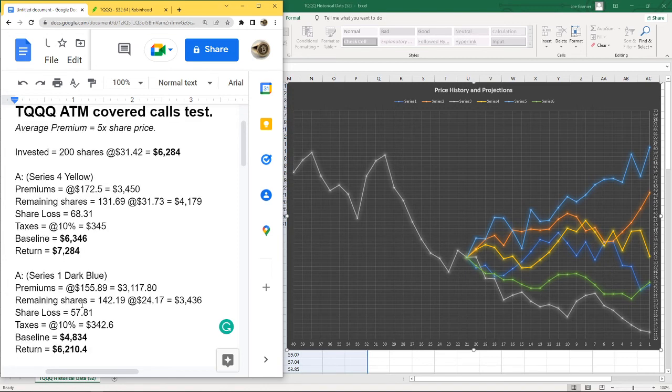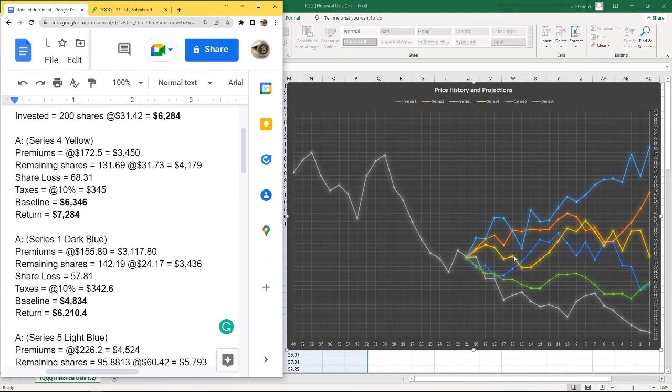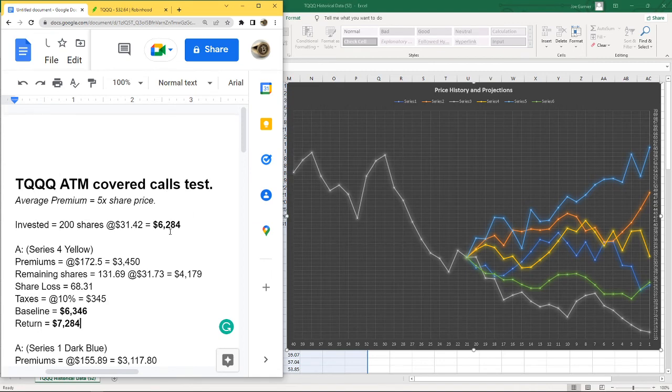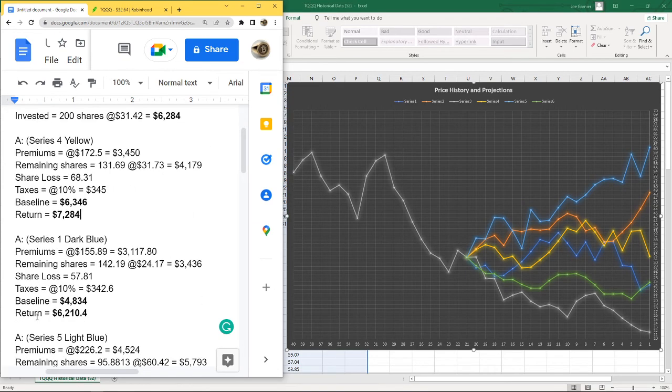So now let's take a look at series one, or the dark blue line, which is pretty sideways, but then getting bearish at the end and ultimately closing quite a bit lower. So the baseline would be $4,834 if you just held your shares, versus if you did the strategy, $6,210, which is a very small loss from the baseline, but much better than the invested.